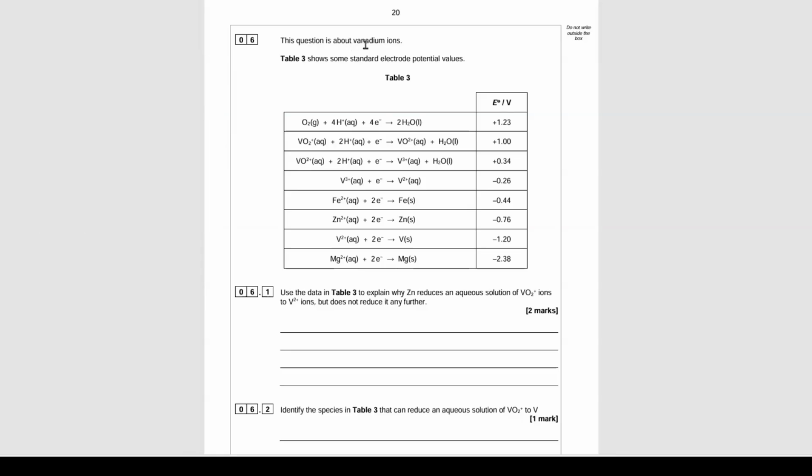Question 6. This question is about vanadium ions. Table 3 shows the standard electrode potential values. Here, these half cells have all been individually connected with a hydrogen half cell so that we can get these electrode potentials. And then they've been put in a hierarchical order with the more positive electrode potentials at the top and the more negative at the bottom. What do these tell us? Well, just generally for your own information, the more negative an electrode potential is, the more likely this is to be the reducing agent and therefore lose electrons. It's going to be oxidized.